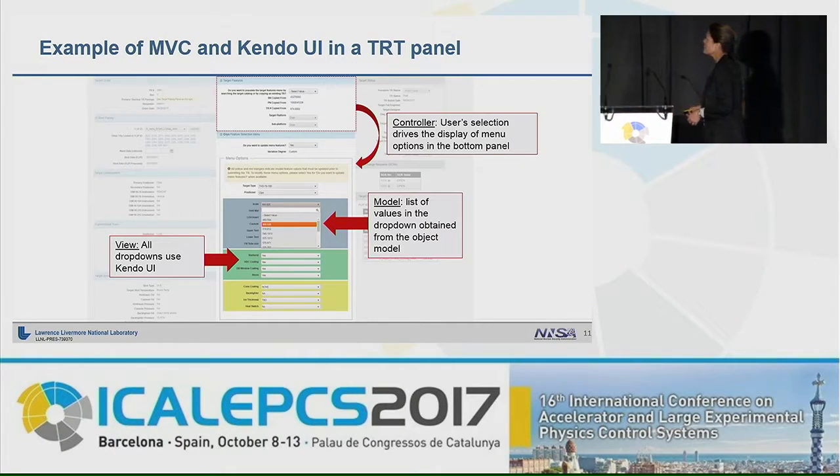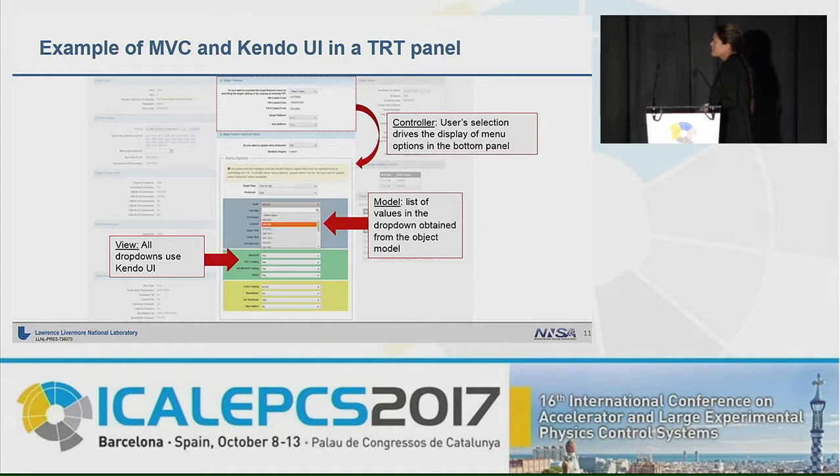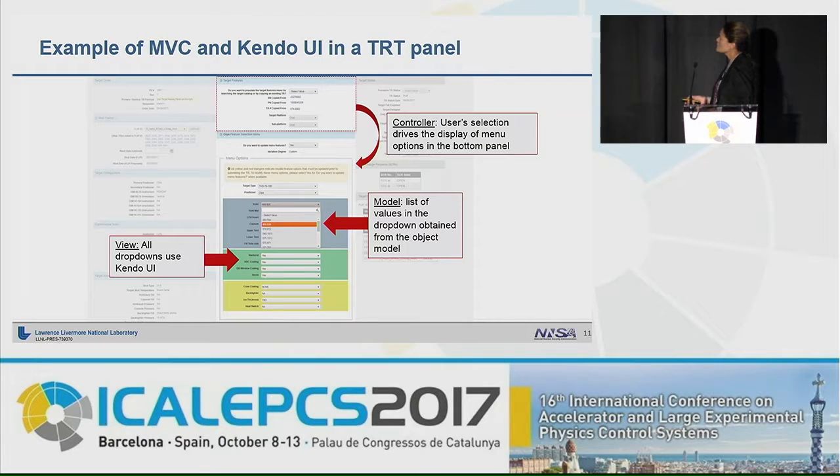Here we can see an example of how we are using the model view controller and Kendo UI in a TRT panel. We can see here the middle column that we saw earlier. All the drop-downs are using Kendo UI in this section. And in this top section, when the user makes a selection, it is driving the display of the menu options in the bottom panel. And this is handled by the controller. Then in this section, the list of values in the drop-down are obtained from the object model.